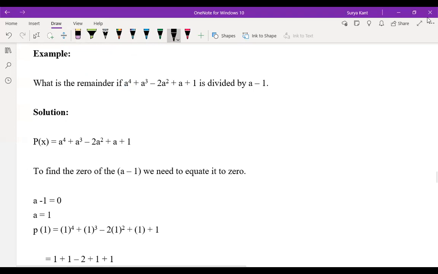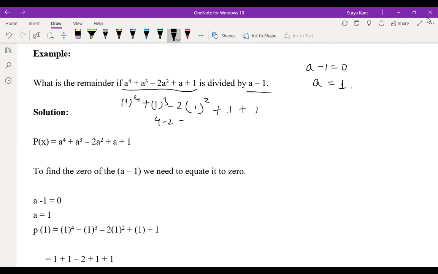Simply what we should do is, this is your divisor, right? That is made equal to 0. Now a is equal to 1 you get, right? Now put the value of 1 instead of a. 1 to the power 4, 1 to the power 3, minus 2 into 1 to the power 2 plus 1 plus 1. 1, 2, 3, 4.